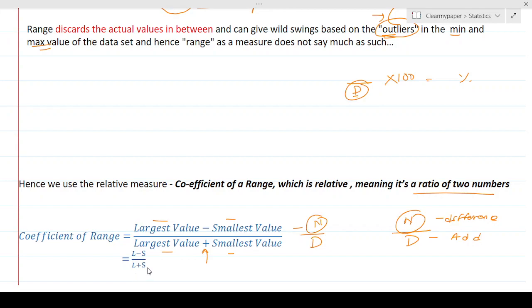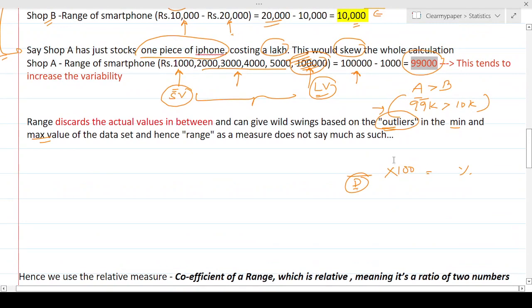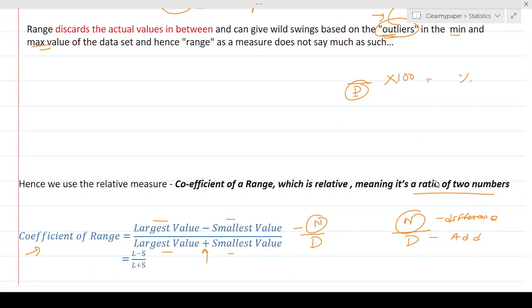When you put the ratio, which I'll explain with an example of how it works, whatever value you get is the coefficient of range. The difference is that in the above case you still get the unit. For example, when we say the range is 99,000 rupees, it's still rupees, because whether it's height or marks or rupees, the unit is retained. Whereas in this case, since it's a ratio of two numbers, for example 5,000 rupees divided by 10,000 rupees, the rupees gets cancelled. So the coefficient of range becomes unitless.